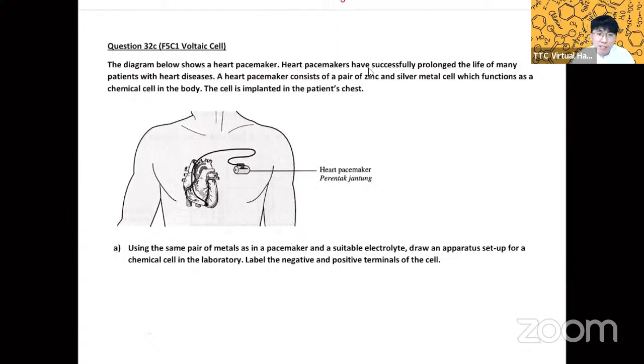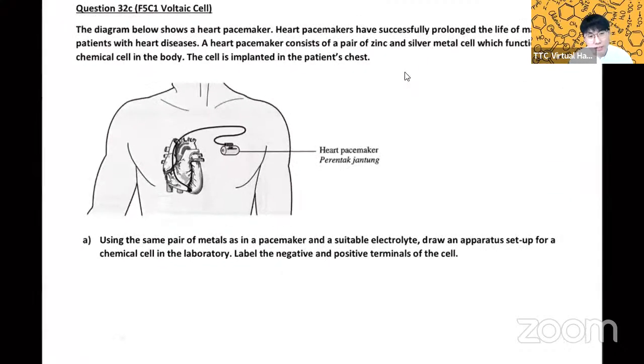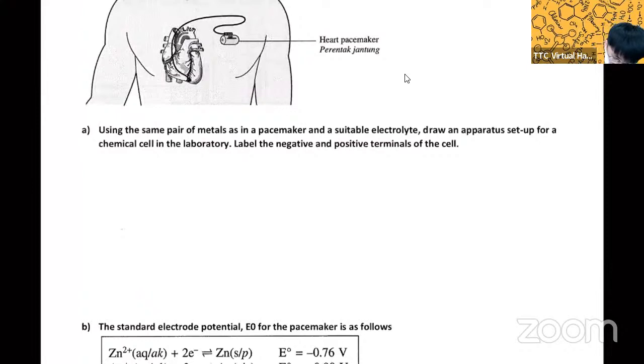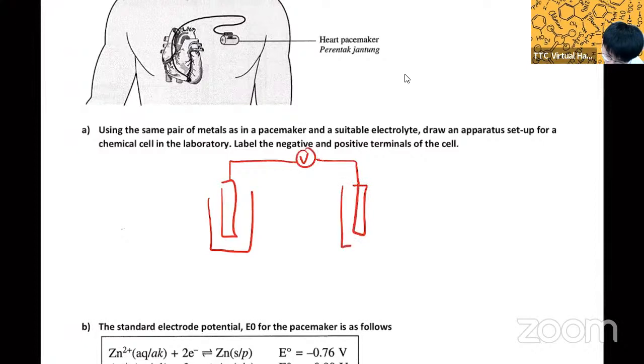And the two metals are zinc and silver. So actually, not much difference, right? You just have to do the same drawing. Connect to a voltmeter, and then connect it with a salt bridge.